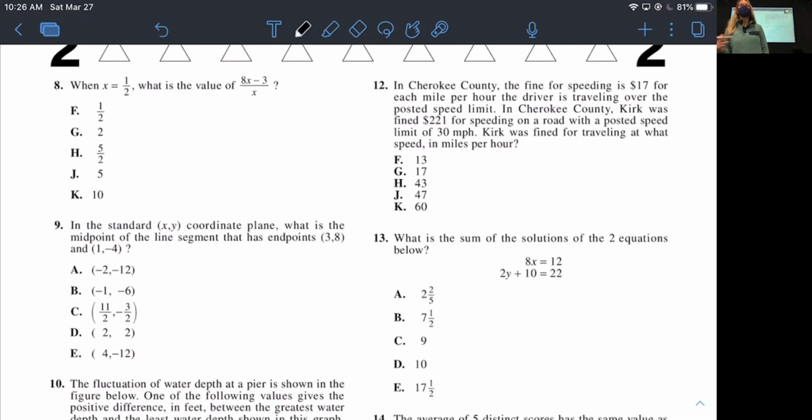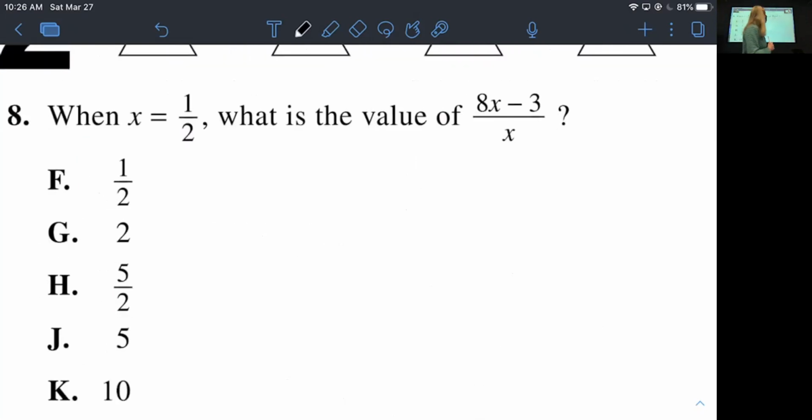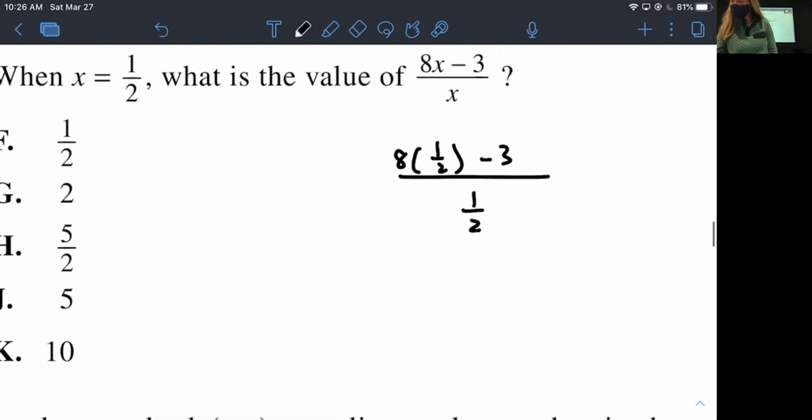All right, gentlemen, eyes up front. Let's go through these. When x is a half, what is the value of 8x minus 3 divided by x? So we're just going to plug in a half. So 8 times a half minus 3 divided by a half. Order of operations says multiply first. So 8 times a half would be 4. So I have 4 minus 3 divided by 1/2.